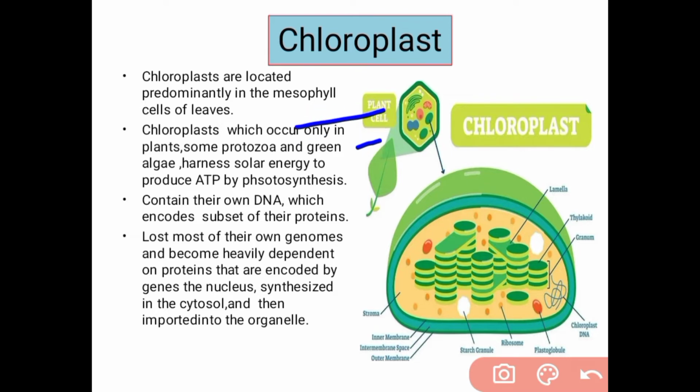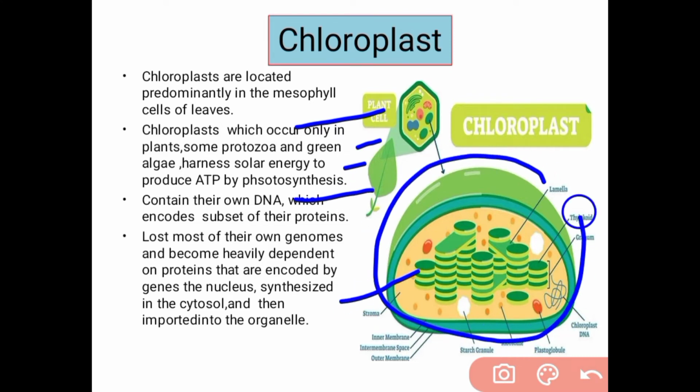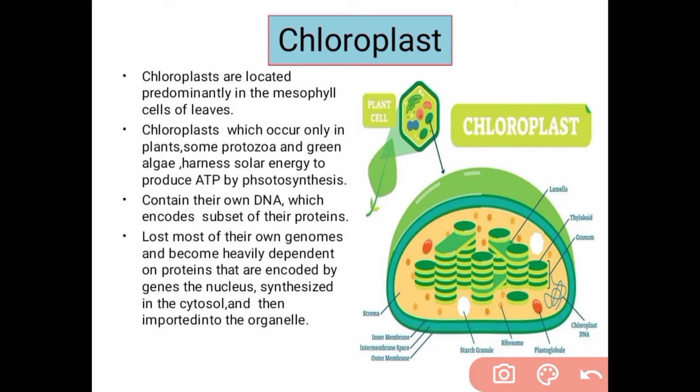Chloroplasts, which occur only in plants, some protozoa and green algae, harness solar energy to produce ATP by photosynthesis. Photosynthesis occurs in this region, producing ATP, and chloroplasts contain their own DNA. Here you can see the chloroplast DNA. They have lost most of their own genomes and become heavily dependent on proteins that are encoded by genes in the nucleus, synthesized in the cytosol and then imported into the organelle.